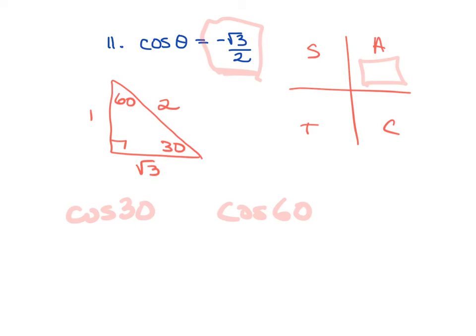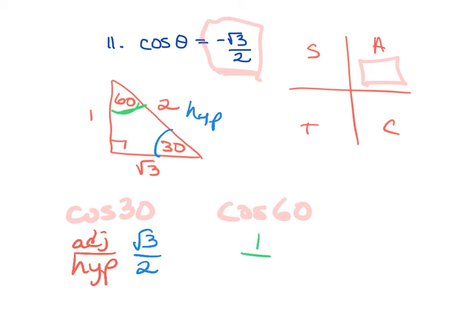So again, cosine uses adjacent over hypotenuse. So when I'm referencing the 30, adjacent is root 3 and the hypotenuse is the 2. When I do it in reference to the 60, adjacent is 1, hypotenuse is 2. Which answer matches the one that they started with? The 30 or the 60? The 30. So get rid of this one. So I know now my reference angle is 30. So that's what I'm going to write in here.